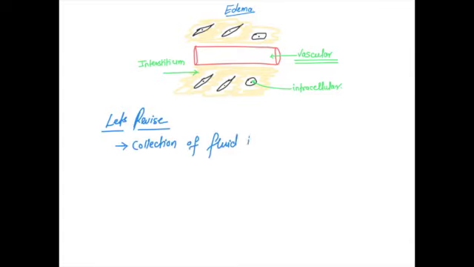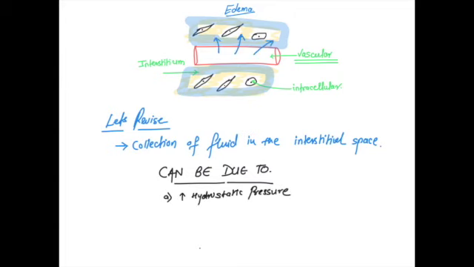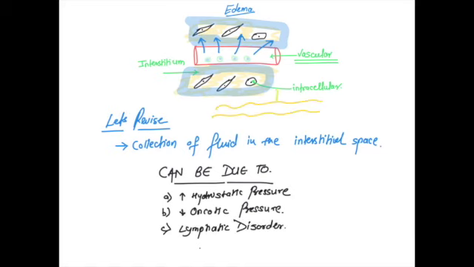Edema is defined as the collection of fluid in the interstitial space due to the movement from the intravascular compartment to the extravascular compartment. This can be due to an increase in the hydrostatic pressure, which causes the fluid to move outside, or a decrease in the oncotic pressure, which causes failure of the fluid to remain inside. Also, a defect in the lymphatic system causes a defect in the drainage from the interstitial space. And finally, in the inflammatory process, there is increased permeability of the cells.